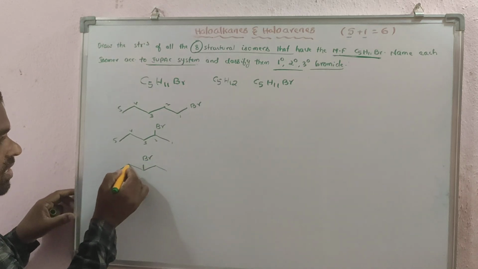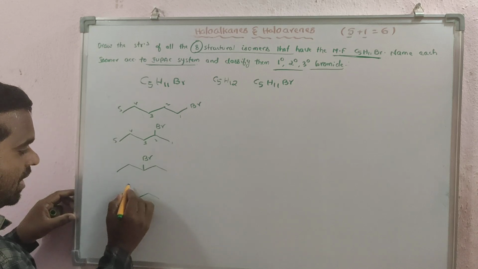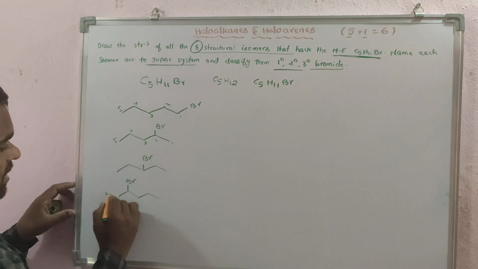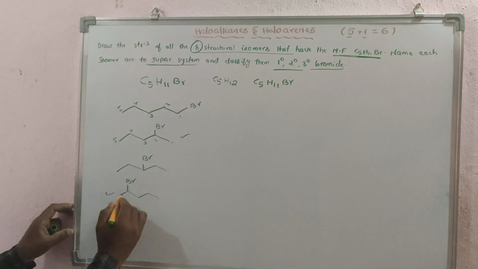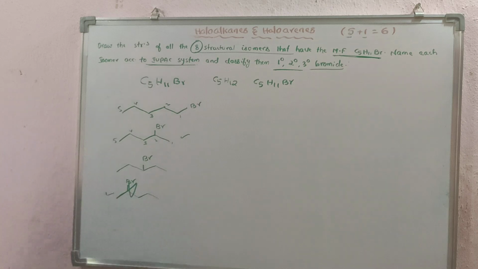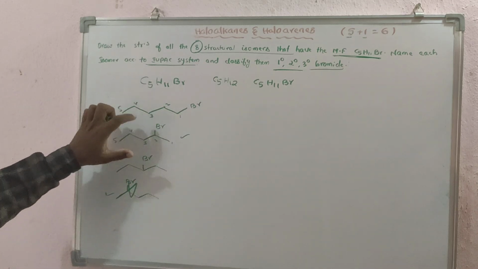Shall I write it on the 4th carbon? No, I cannot. If I write bromine on the 4th carbon, this compound and that compound are the same. So we should not write this. Clear? So with 5 carbons there are only 1, 2, 3.